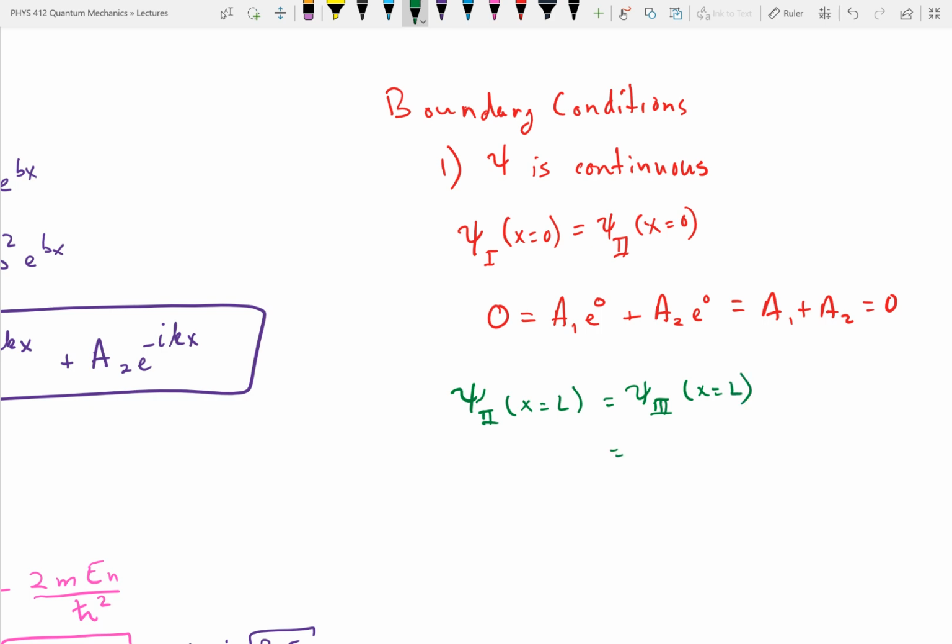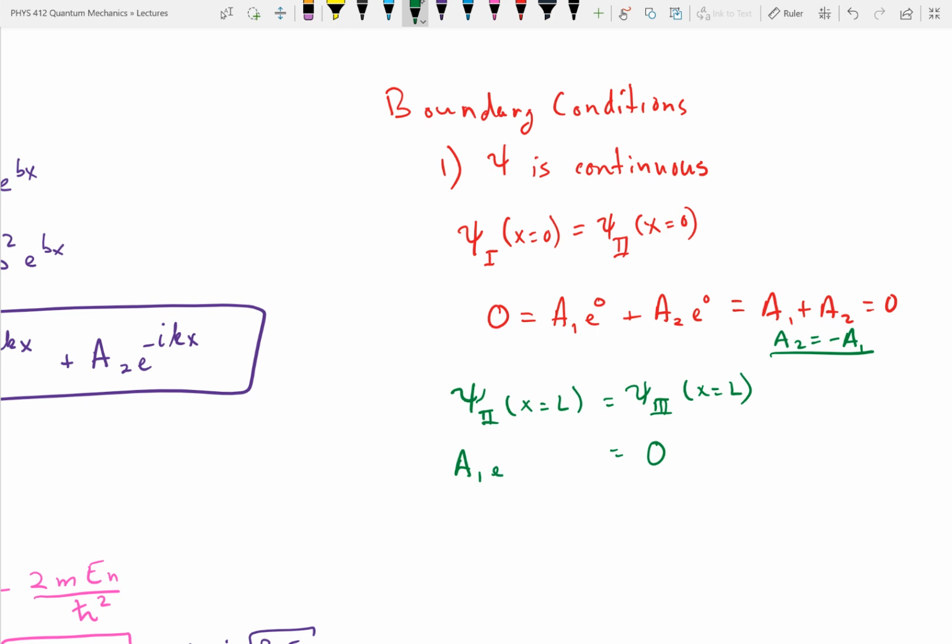What is psi 3 at all places? And so we're going to have A1. I'm going to put A2 equals minus A1. That's the result that we found from the first boundary condition. So I'm only going to have one variable for my constants now.